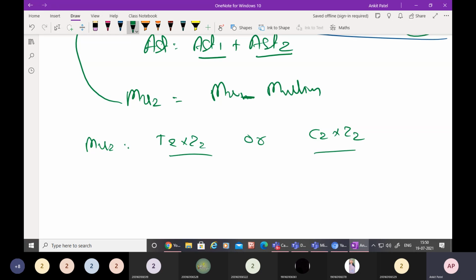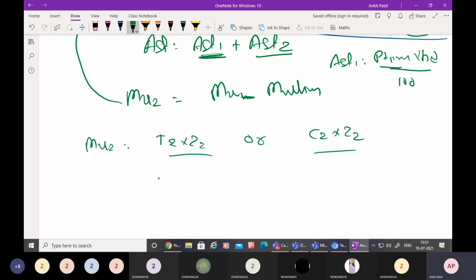Then we can equate these and these. So you will be able to get the answer of AST2, because you know the AST1. How to determine AST1? AST1 is nothing but PT lim into BD by 100. So this is for a singly reinforced section, so nothing new in this.